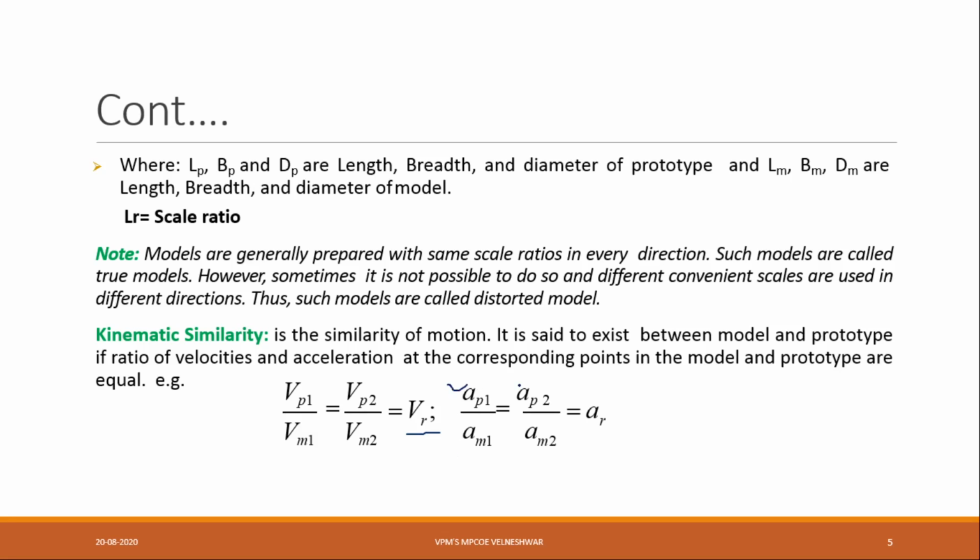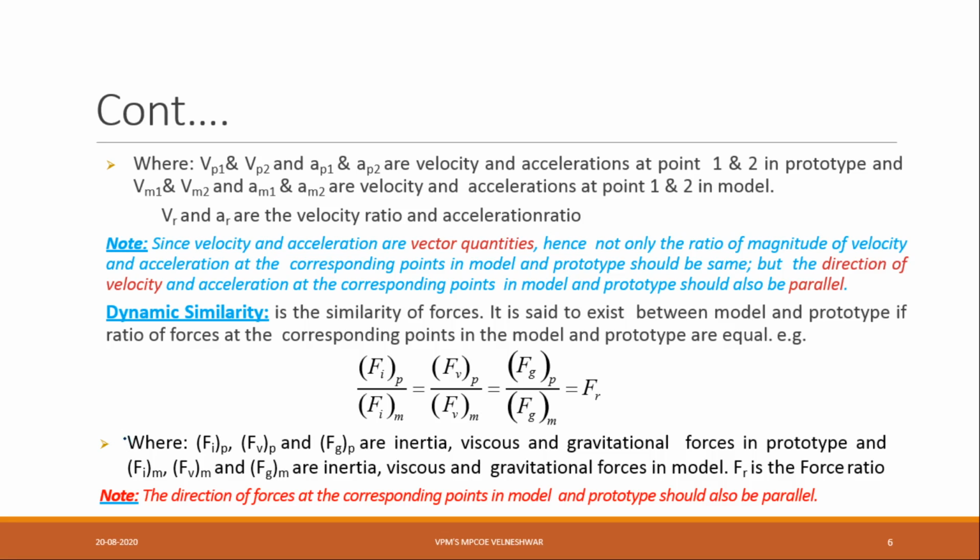Similarly Ap1, Ap2, acceleration of prototype 1 and model 1. Again the same, where Vp1, Vp2, Ap1, Ap2 are velocity and acceleration at points 1 and 2. Two points we have to take, because one is the starting point. At the starting point how much velocity and acceleration is there, and at the ending point how much velocity and acceleration is there.